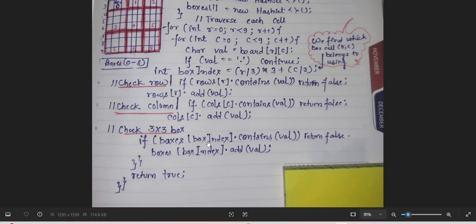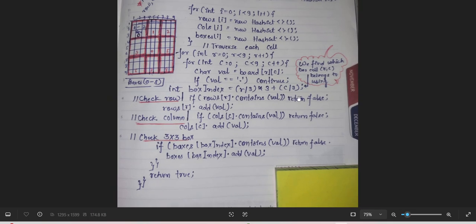So if the box index contains that value, then we have to return false. Otherwise we have to add that value in that respective box. So if all these three conditions pass, then we have to simply return true. Otherwise what we have to return? False. If any of those conditions fails, we have to simply return false in that way.